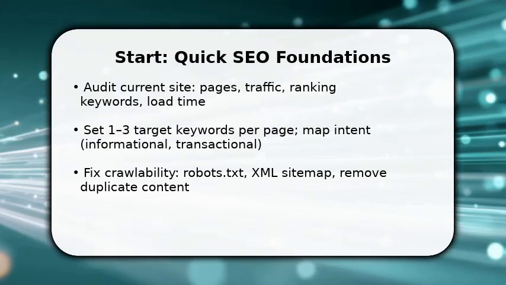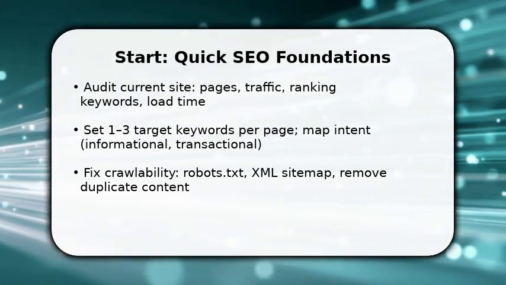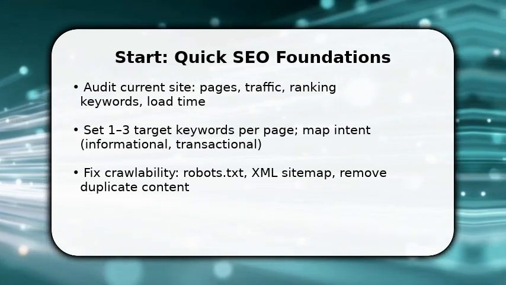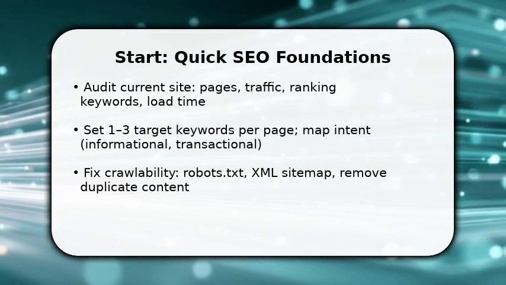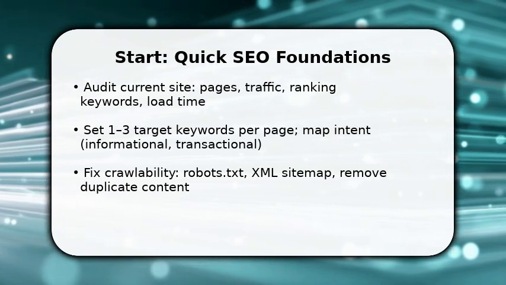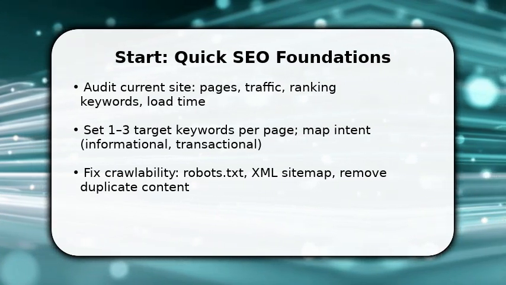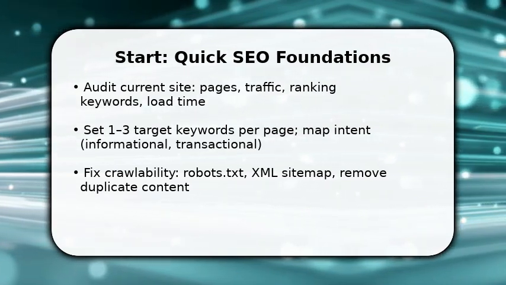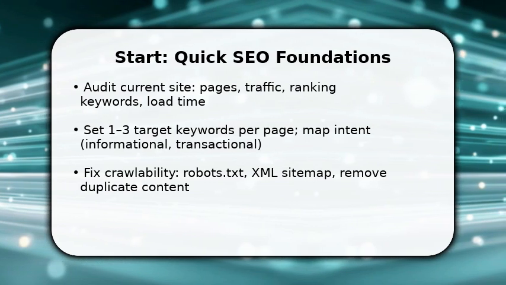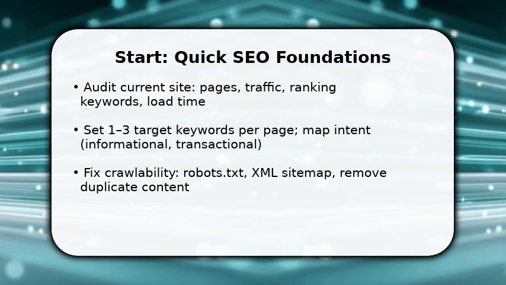You begin by identifying where you stand and what matters most. Run a crawl and analytics audit to find high-impact pages and performance bottlenecks, then pick 1 to 3 target keywords per page based on user intent. This focuses your efforts. Once done, ensure the site is crawlable by updating robots.txt and submitting an XML sitemap so search engines can index changes fast. Make sure to remove or canonicalize duplicate content, because search engines split authority across copies.